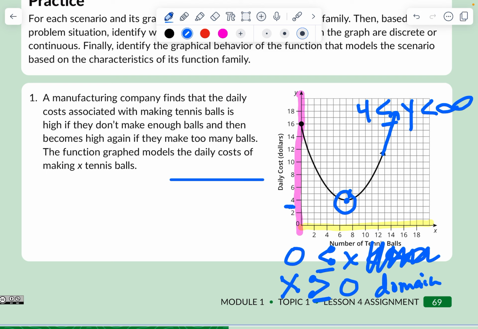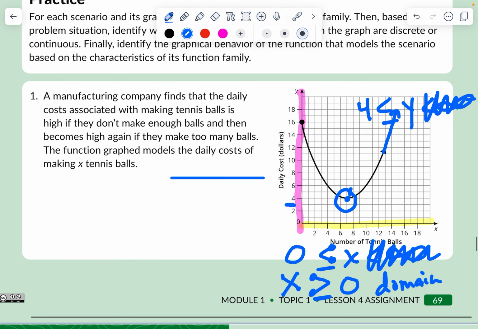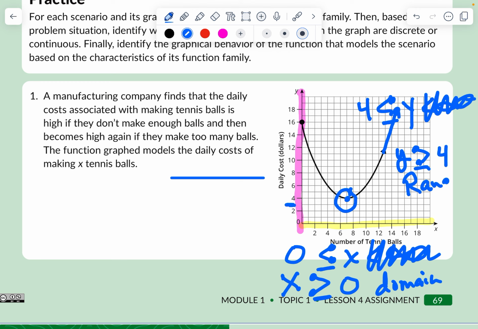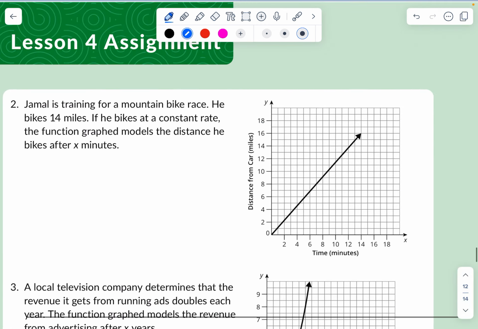So, or equal to. We're not going to worry about the infinity sign, but I cannot leave it 4 is less than or equal to y. I have to flip it around. So instead, I'm going to put the y on the left side. I need the wide side of the symbol closest to the y. Put the or equal to and the 4. The range is everything greater than or equal to 4 for y values.